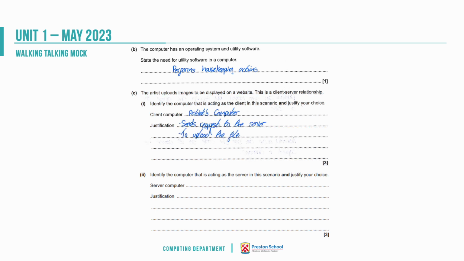So the client in this relationship is the artist computer. What's 2 reasons for that? Well, it sends the request to the server to upload the file. I'm being really clear that I'm making 2 separate points there. That's the computer that sends the request, and the request is, hey, can you please upload this file?